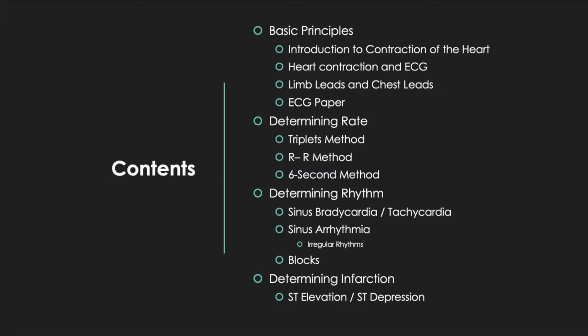So I'll show you 3 different methods on how to determine heart rate. And then we're going to go over rhythm. With rhythm, we're going to talk about irregular rhythm, including bradycardia, tachycardia, sinus arrhythmias, heart blocks. And then lastly, we're going to talk about infarction.